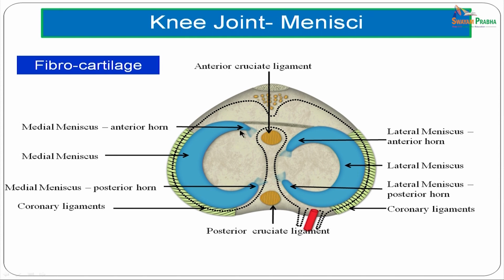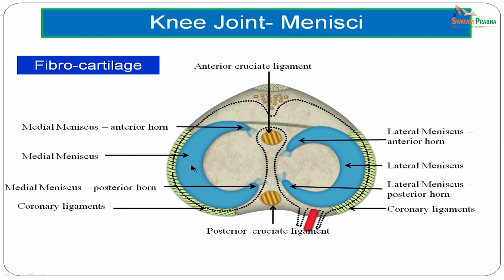The anterior horn of the medial meniscus is thinner as compared to the posterior horn of the medial meniscus, while on the lateral side, the anterior horn and posterior horn of the lateral meniscus are almost of the same size. The upper surface of the meniscus is concave to receive the femoral condyles, whereas the lower surface is flattened. The outer surface is thickened, whereas the inner surface of both the menisci are sharp.